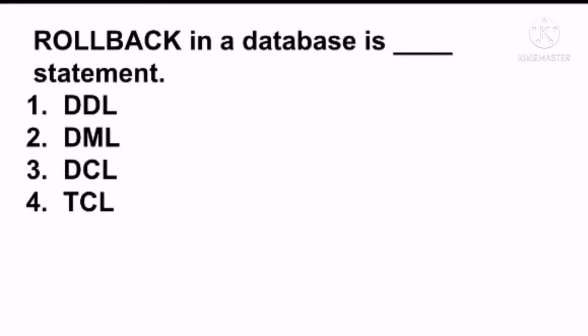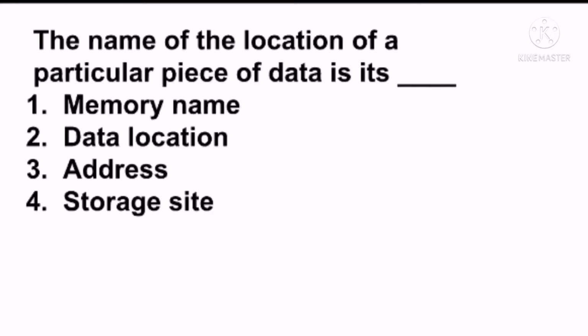Your options are: first one DDL, second one DML, third one DCL, fourth one TCL. Correct option is TCL. So rollback comes under TCL.